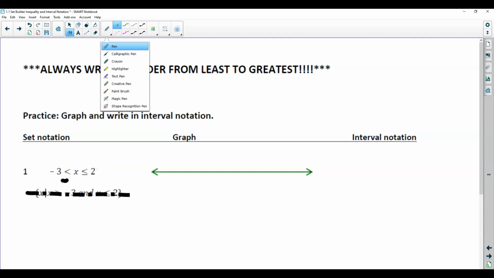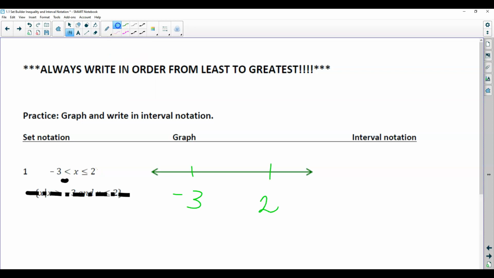I'm going to draw a negative 3. I'm going to draw 2. And then I'm going to draw some circles around them because that's always the process. And then one of them shaded in. Which one's shaded in? 2. Yeah. All right. Remember, it's a brick wall. You can't see through it.